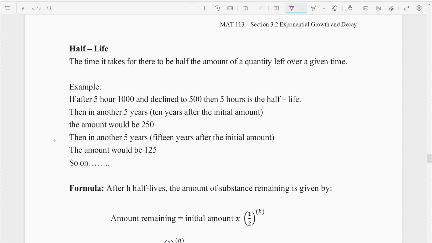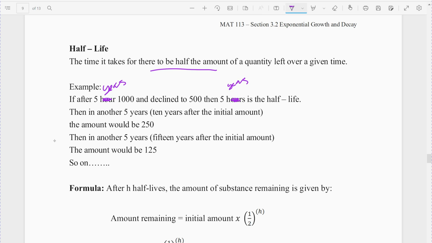So my example from before, suppose that after, oops, I have hours, this should be years. After 5 years, again, I'm going in half the amount. So suppose in 5 years, I started out with 1,000, it declined down to 500, right? 500 would be half of 1,000. So 5 years is its half-life, right?